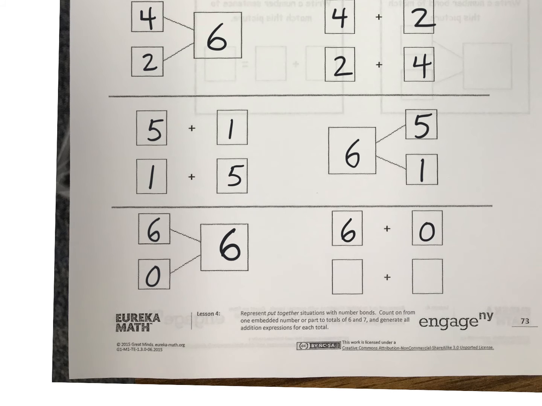Let's do the old switcheroo. Ready? Part, part, switch. So what's the commutative property of 6 plus 0? 0 plus 6. Today when you go home and your mom says, what did you learn at school today? You can tell her, I learned the commutative property. And she'll be super impressed.